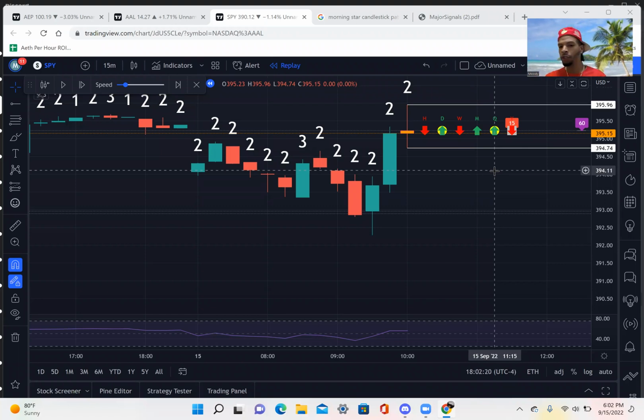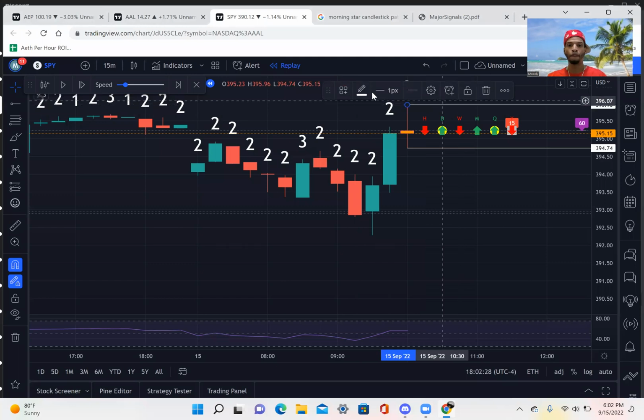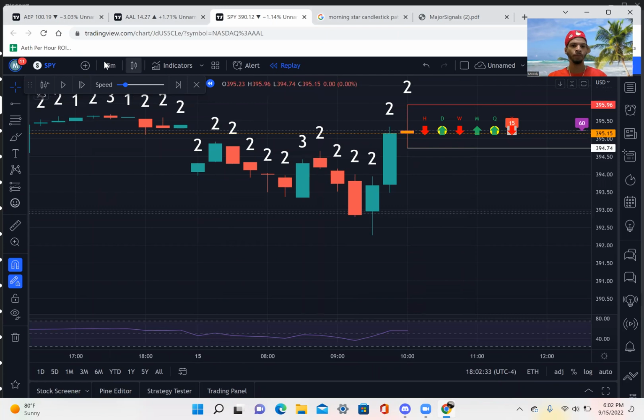So I won't stray away from the strat. Long story short, this is how you will enter. Let's make this red so we understand that this is our stop loss. Boom. Now we're going to let it play out.